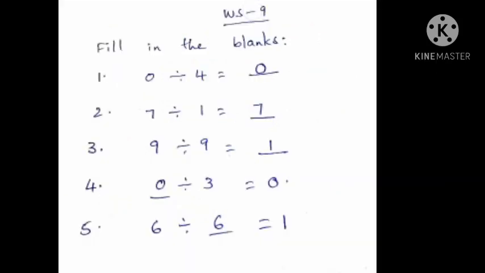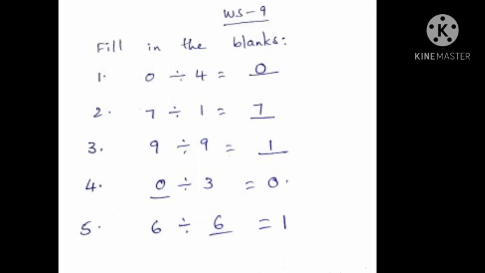Here is worksheet 9, children. Fill in the blanks. First blank. 0 divided by 4 is equal to dash. This is the first property, children. What is the first property? We'll get 0 only, no? Yes, it is 0.